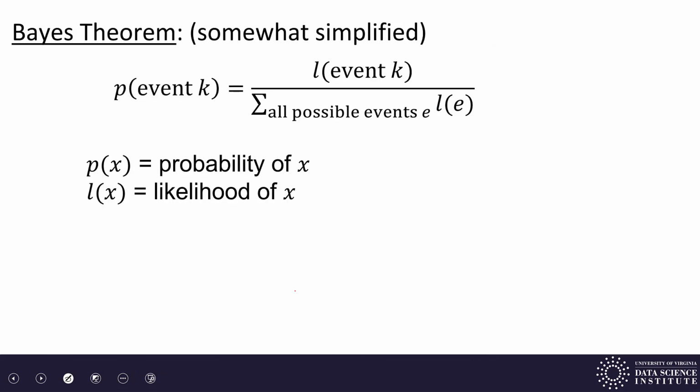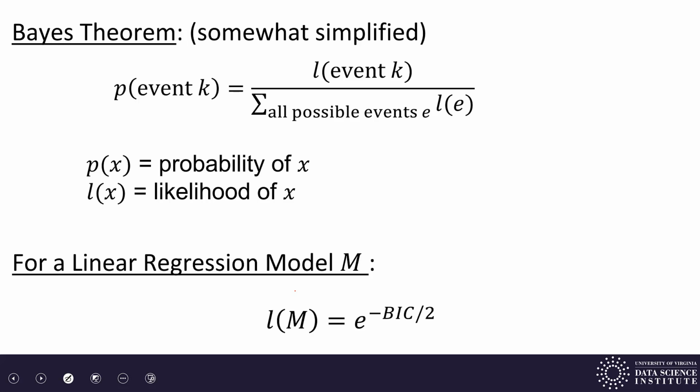Okay, so let's talk about Bayes' theorem. This is a somewhat simplified picture of Bayes' theorem, but Bayes' theorem essentially leads to this. The probability of event K occurring is equal to the likelihood of event K occurring divided by the sum over all possible events of the likelihood of events. And so this allows us to turn likelihoods, if we can measure likelihoods, we've talked about likelihoods before, into probabilities.